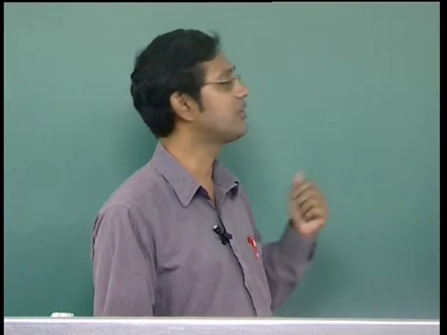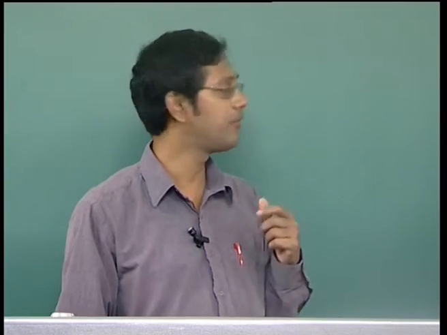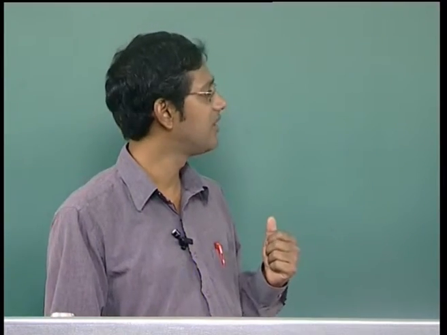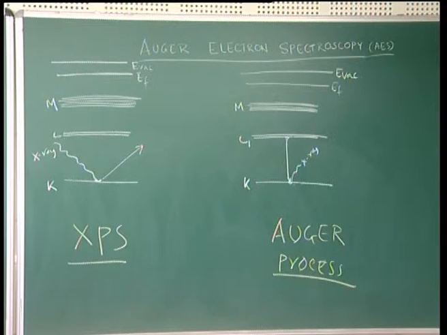Because the creation of Auger electrons is totally different from XPS, the energy of the Auger electron is also very small, much smaller compared to XPS electrons. So the information we can gather will be from a very small depth of the surface of the material.